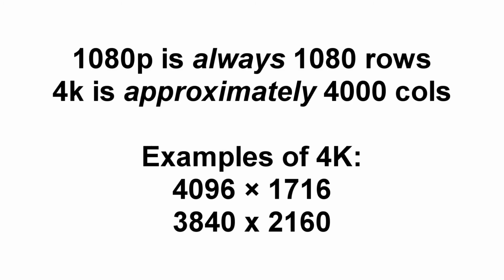And what is strange, I guess, about 4K is that we don't know the exact number. In the case of 1080p, the rows are exactly 1080. In the case of 4K, the columns are not exactly 4000, but they are around 4000. I've seen a few resolutions referred to as 4K, and none of them had exactly 4000 columns, but instead they were 3800 and something by something, and that kind of thing. So just to keep in mind.